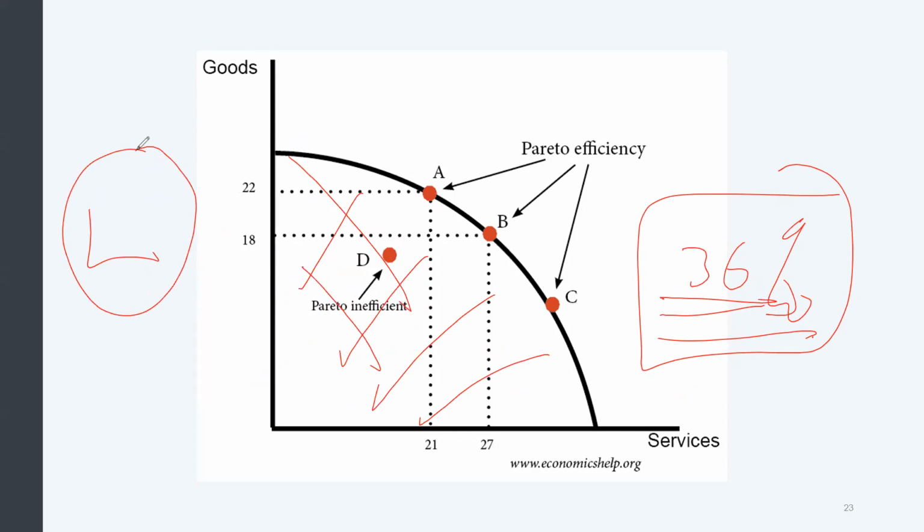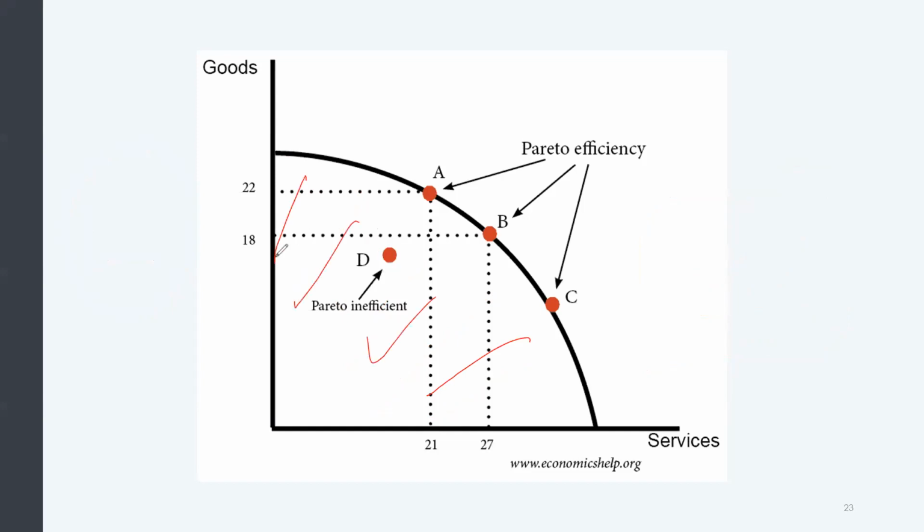So you only produce inside the PPC if there is a resource that you are not using, if there is some land that you are not using, if there is some labor that you are not using, if there is some capital that you are not using, then you are inefficient. You find yourself at point number B. But if you are using 100% of all of your resources, then you find yourself at A, B, or C on the PPC, right?